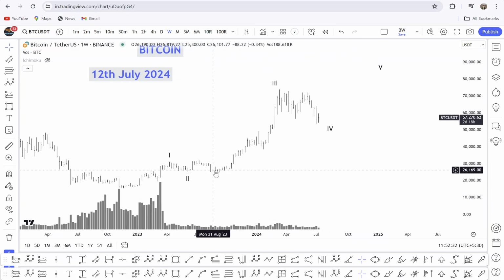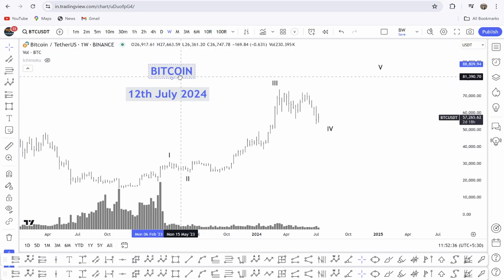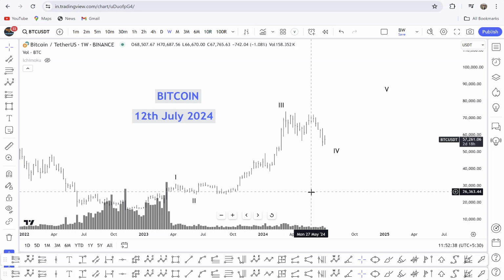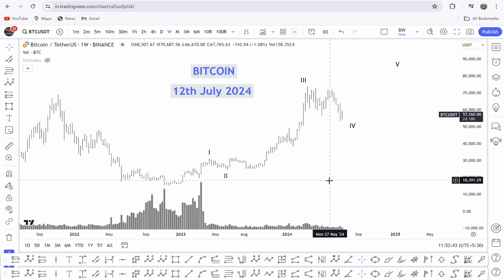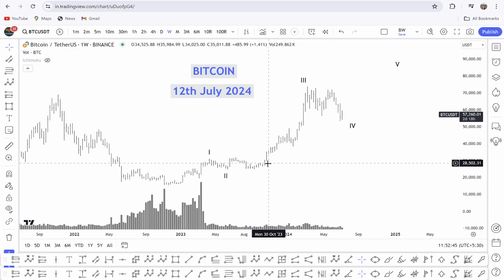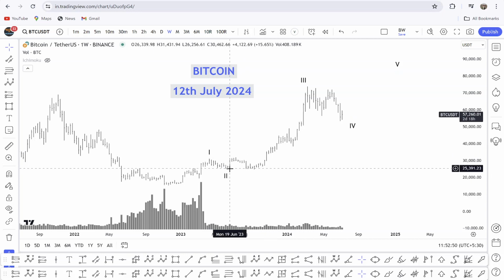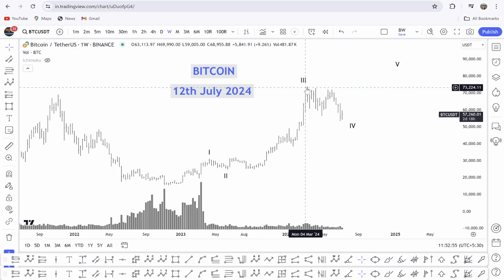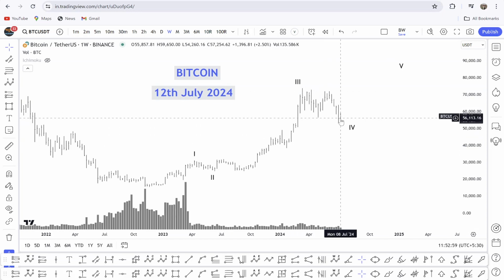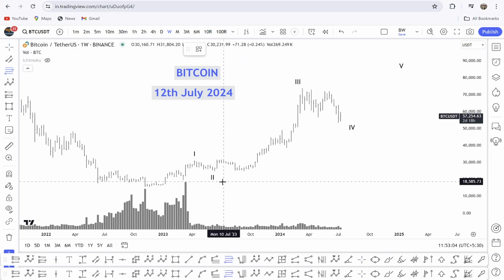We can see here the personality of the third wave. The most important thing is to find out the personality. The C wave and the third wave have a personality like this. You can see the bullish candles, and the time is also a very short period. So this is the personality of the third wave, and now we are in the fourth wave. So let's analyze where we are.